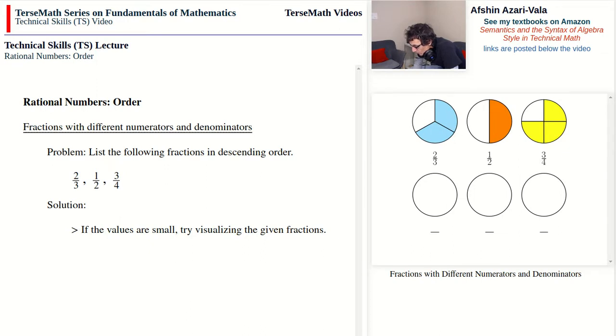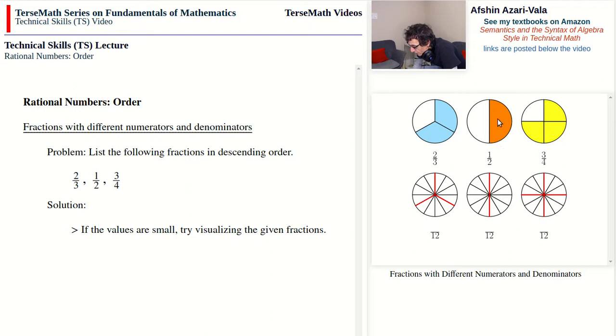Now let me put the original cuts into the bottom diagrams. Like here we have 3 cuts corresponding to 2/3, and here we have 2 cuts corresponding to the 1/2, and here we have 4 parts corresponding to the 3/4. And now what we notice is that if we divide each of these 3 pieces into 4 parts, we end up with 12 pieces overall, and that gives us this diagram.